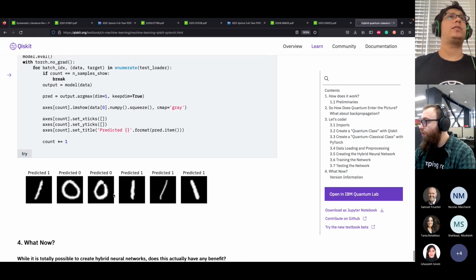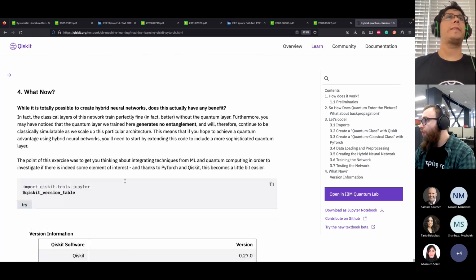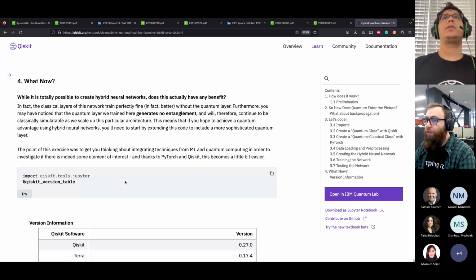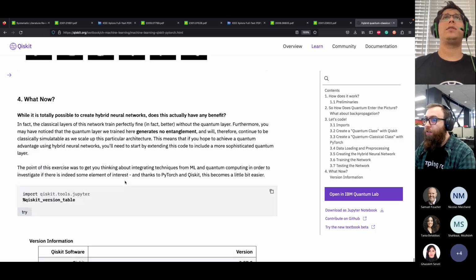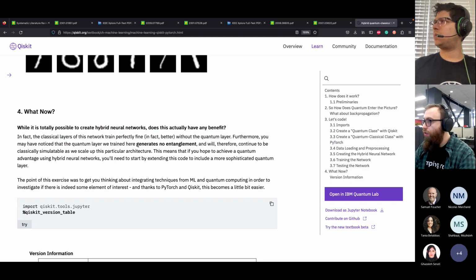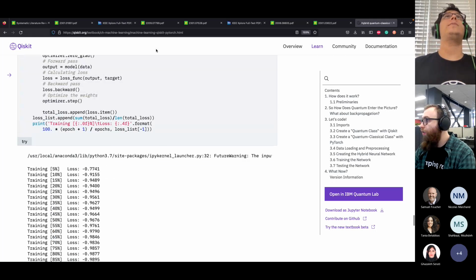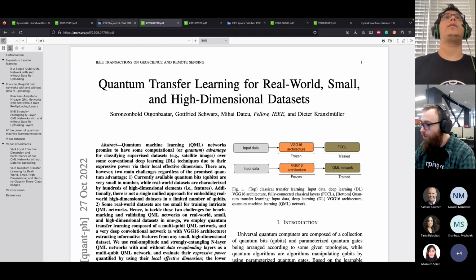So these are the predicted labels from the model. And there's another thing, I don't remember what it is, but they compare this to a completely classical neural network, and the classical neural network, even smaller than this one, behaves way better. So that's one thing we can try. That's what they do in this paper.